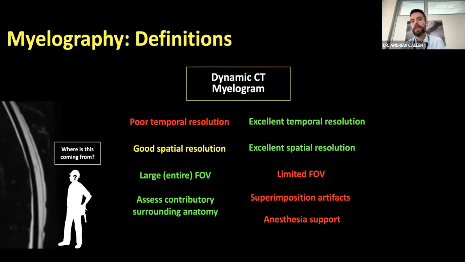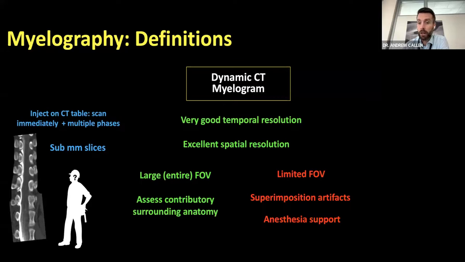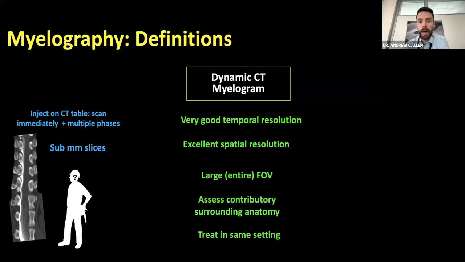So if you combine the benefits of both these exams, you can get what we call dynamic CT myelography. If we inject on the CT table and scan immediately, acquiring multiple phases at once, we get very good temporal resolution. If we use sub-millimeter slices, we get very good spatial resolution. And then we get the benefits of CT with the additional benefit of being able to treat in the same setting with the patient right there on the CT table. So this is the study of choice at our institution.